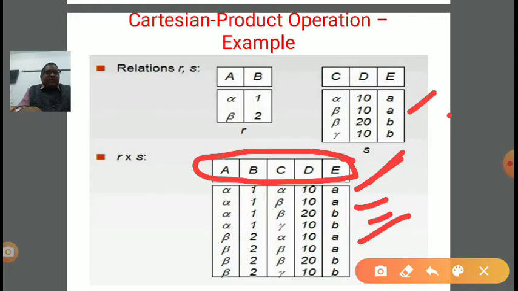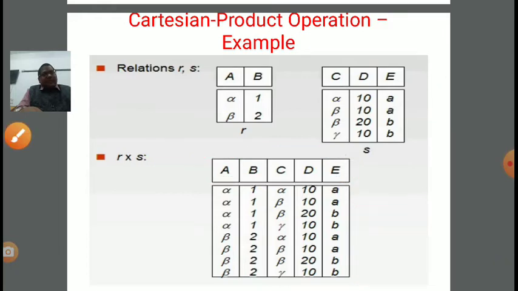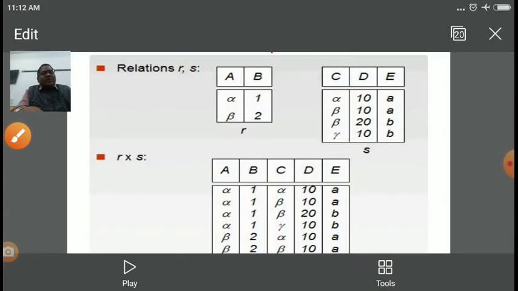Similarly, beta 2 alpha 10a fifth row, beta 2 beta 10a sixth row, beta 2 beta 20b seventh row in the output, and the last row will say beta 2 gamma 10b. So in this manner we can apply the Cartesian product.